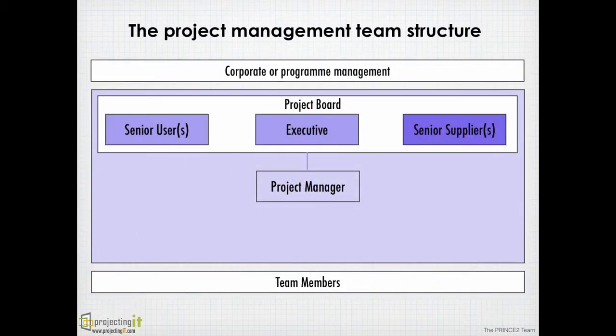The project manager is reported to by the team manager. The team manager basically delivers the products using the resources assigned within that team. You can have one or many team managers. For example, on a CRM project, I have the testing team manager, I have the design team manager, I have the development team manager.